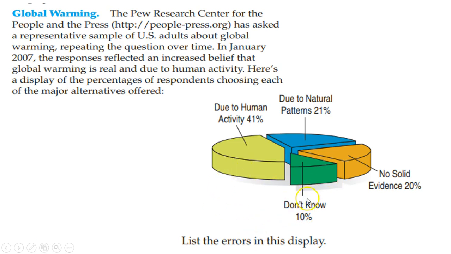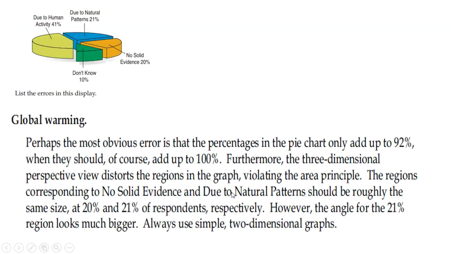So the problem is, as I'm looking around here, do you notice it seemed to add up to all of them? So perhaps the most obvious error that I see in this, if I was to list an error as the problem asks, is that the percentages are roughly 92%. It's not even 100%. So where's that other little area? And the three-dimension part of this distorts the regions of the graph. I can't really tell: is this piece bigger than this? Is it not? I think this piece is bigger, but it kind of distorts the images.